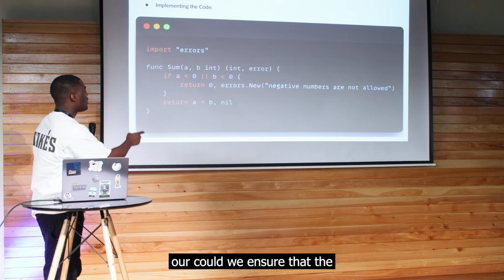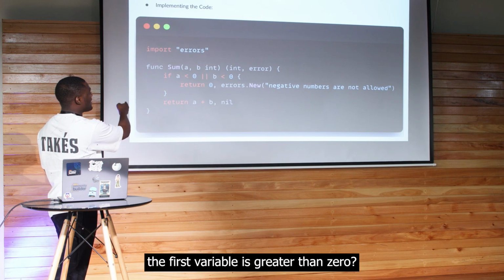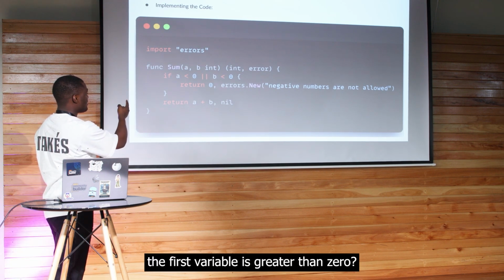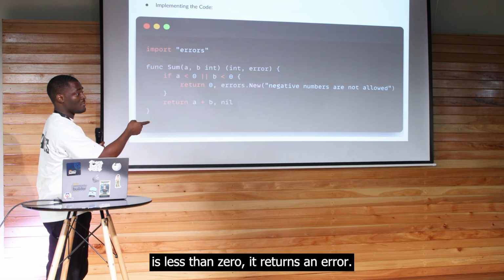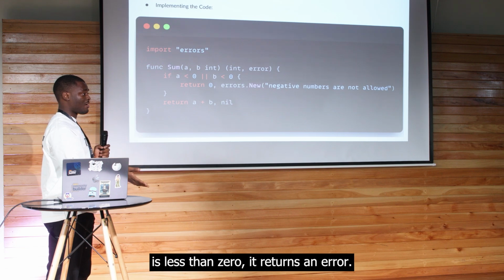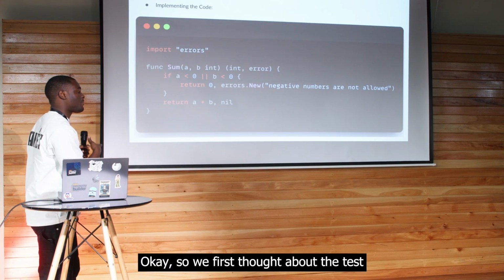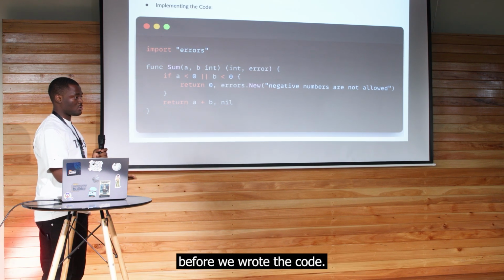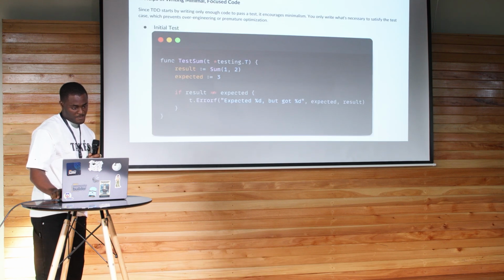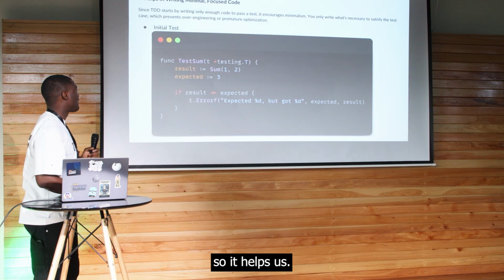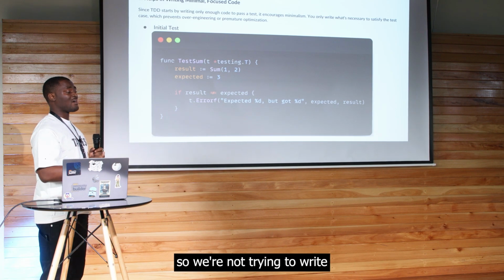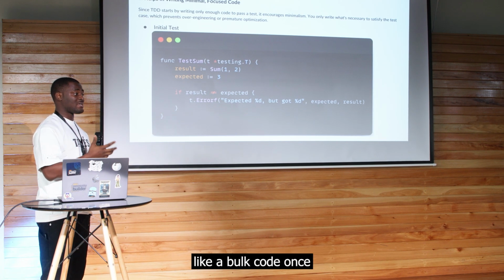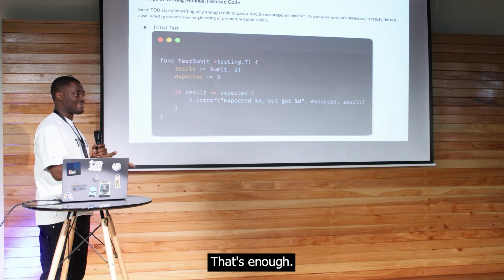When we implement our code, we ensure that the first variable and the second variable are greater than zero. If either is less than zero, it returns an error. So we first thought about the test before we wrote the code. It helps us write minimal and focused code. We're not trying to write bulk code. Once our test has passed, that is enough.